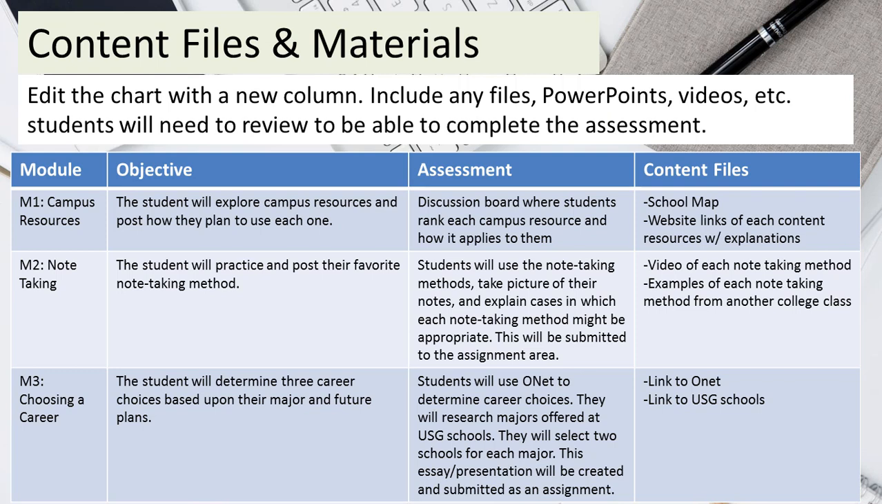If we're looking at the campus resources, and the students are exploring campus resources and posting how they plan to use each one, that's going to be met by having a discussion board where the students rank each campus resource and how it applies to them. What do I need to put in that module to support them to be able to do that? Maybe I need to have a school map so that they know where all the buildings are on campus. And maybe there needs to be website links for each campus resource, and a listing of each campus resource with explanations.